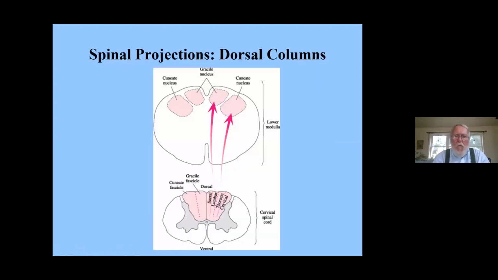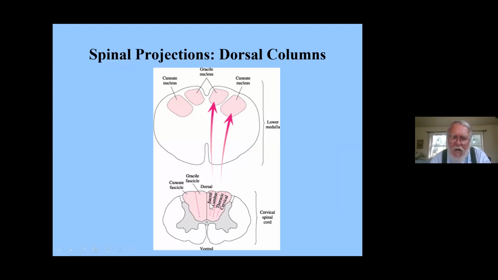So now what I want to pay attention to is to basically go and look at some spinal projections. Right here we have the cervical spinal cord, or a rendition of it, and we see the dorsal horns, we see the dorsomedial septum, we see the dorsolateral septi. So what you have is the fasciculus gracilis and the fasciculus cuneatus.